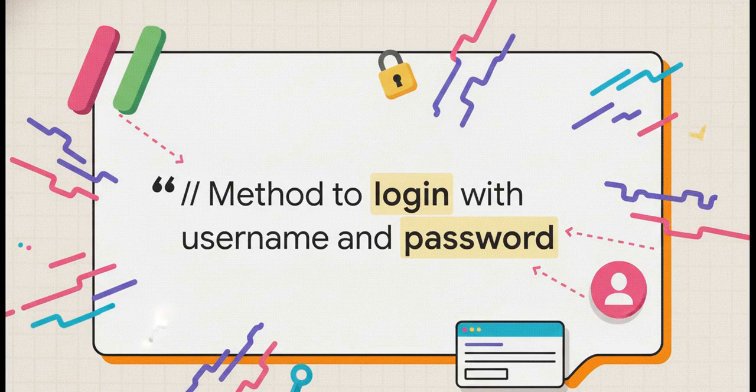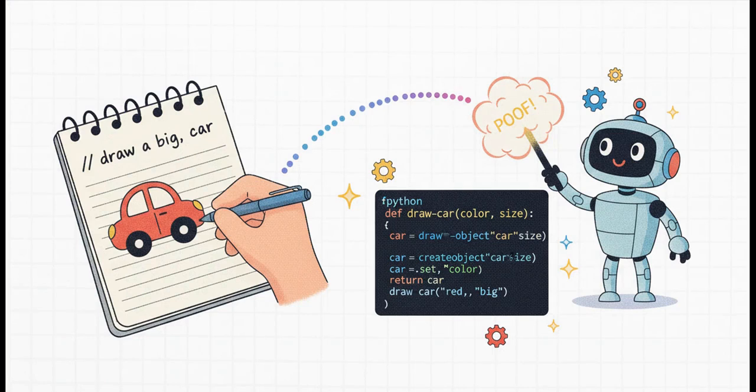And this note just says, I need to make a way for someone to log in. And this is where the magic happens. You write the note, and poof, Copilot writes all the code for you. It's exactly like telling your friend, hey, can you draw a house with a red door? And then they just draw it for you. You are the boss, and it's your amazing helper.